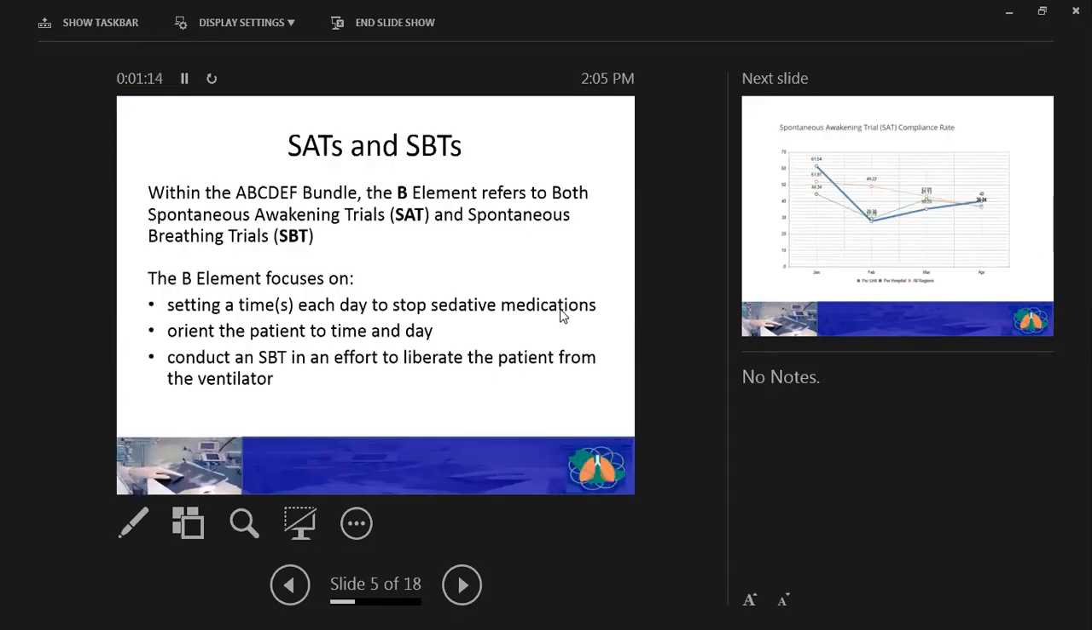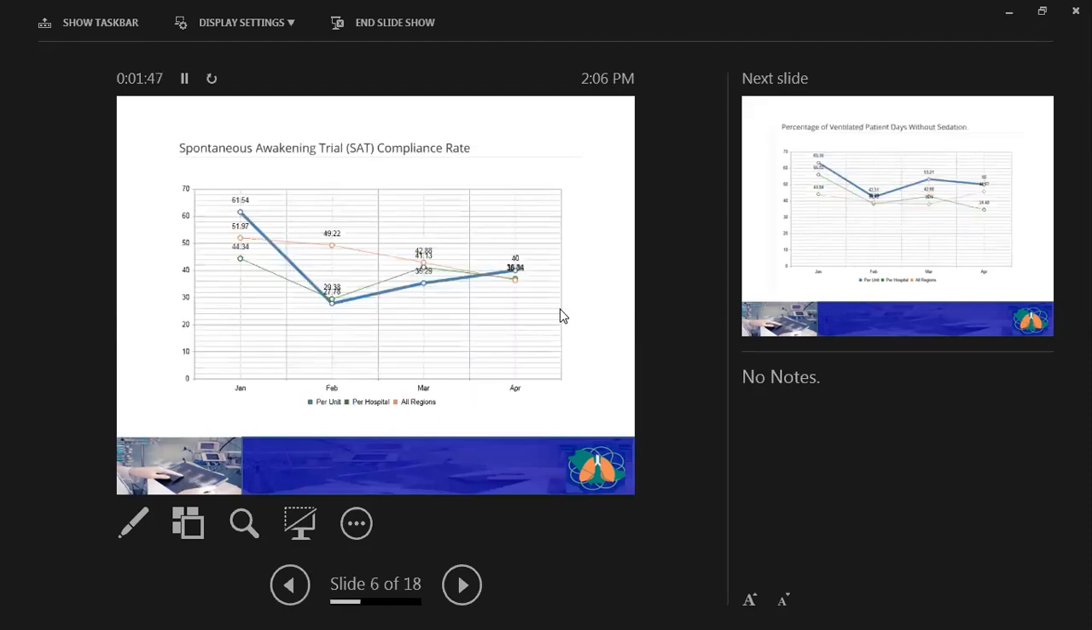So we're going to talk today about the spontaneous awakening trial and the spontaneous breathing trial. These are part of the ABCDE bundle. The B element refers to both the awakening trial and the spontaneous breathing trial. The spontaneous awakening trial is also called sedation vacation or sedation interruption; they all mean the same. Spontaneous breathing trial means weaning trial, okay, so kind of the same. Weaning trial, T-piece or pressure support trial, the same concept.